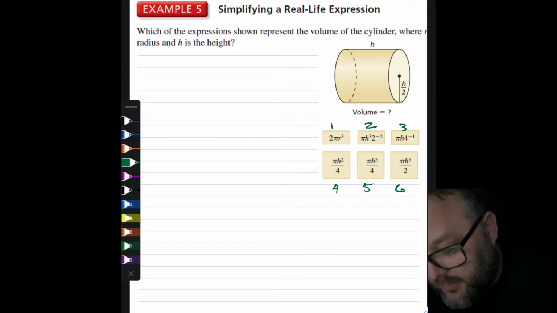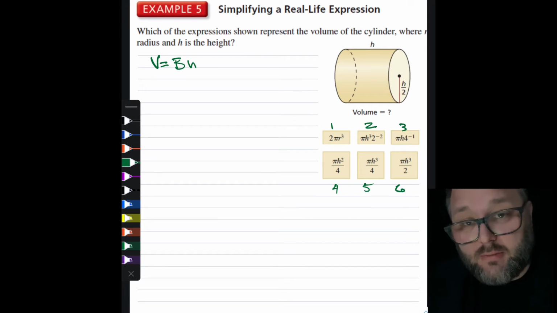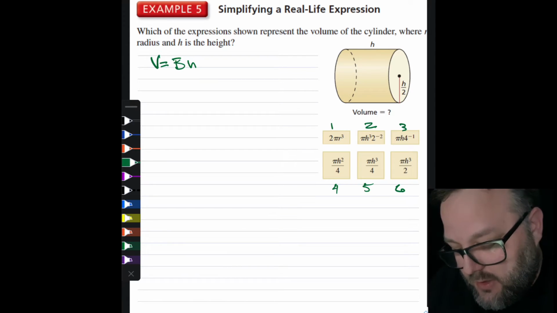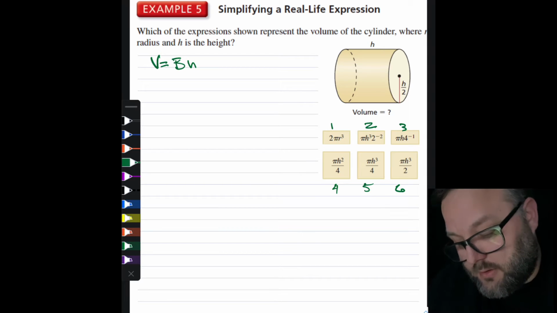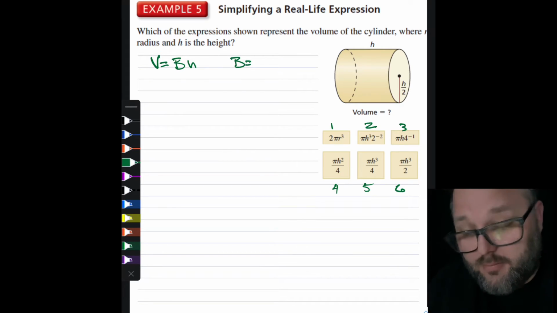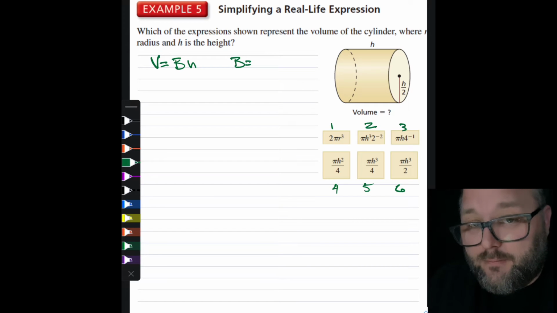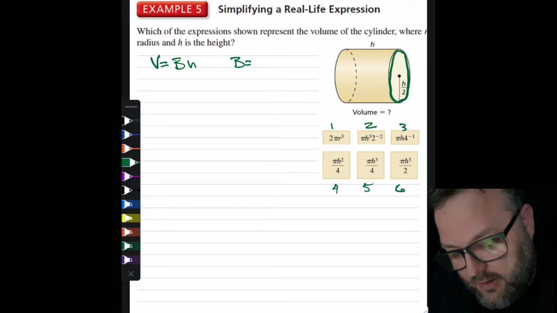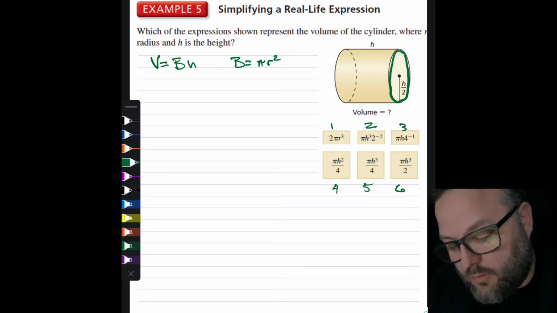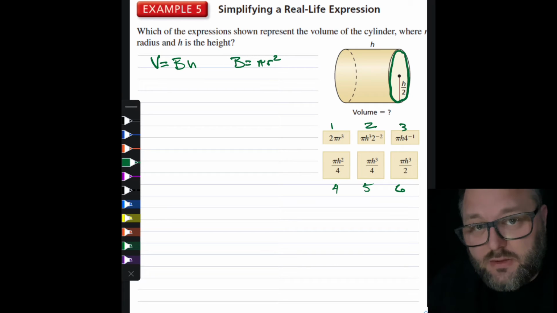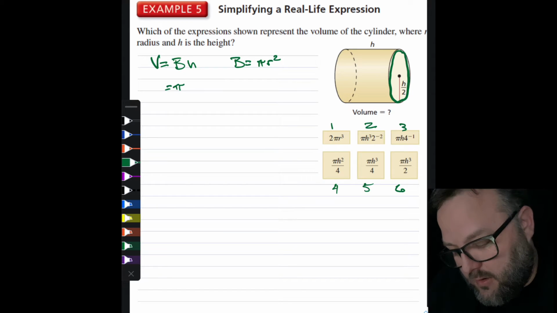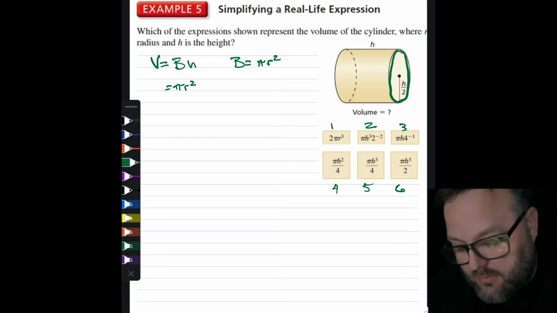So first, we have to remember that volume is equal to the base of our shape times our height. That's going to be extremely important. I'm going to move over here because I feel like I went way out of frame on that last part. So here, B is equal to the area of the base. And our base is a circle here, so the area is pi r squared. So we got to use these two facts to just combine them and make something. So what that means is I'm going to replace B over here with pi r squared, and that's going to be times h.